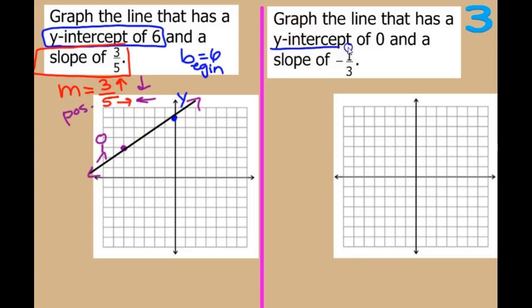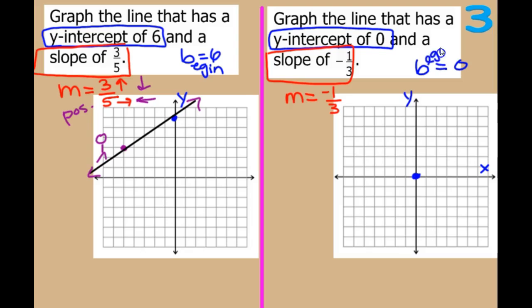Alright, this one, our y-intercept is 0, so we're beginning on the y-axis at 0. And our slope, our m, is -1/3. I just always put the negative with the top number. So beginning at 0, that's right in the middle, we call that the origin. And then how are we moving? First, -1, that's down, and +3 is to the right.